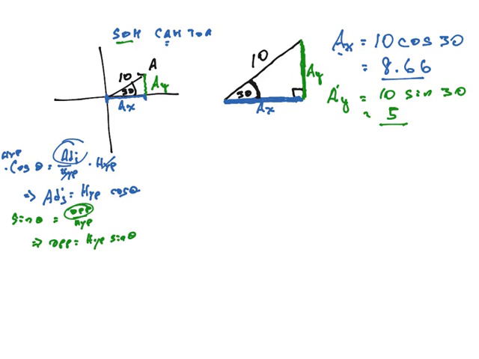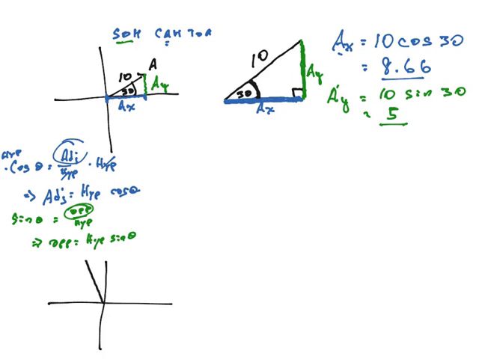Don't memorize x is cosine and y is sine. Instead, look at the triangle and use SOHCAHTOA to tell you, is it cosine or is it sine? Anyway, there's vector A's components. What about B? Let's do the same for B.